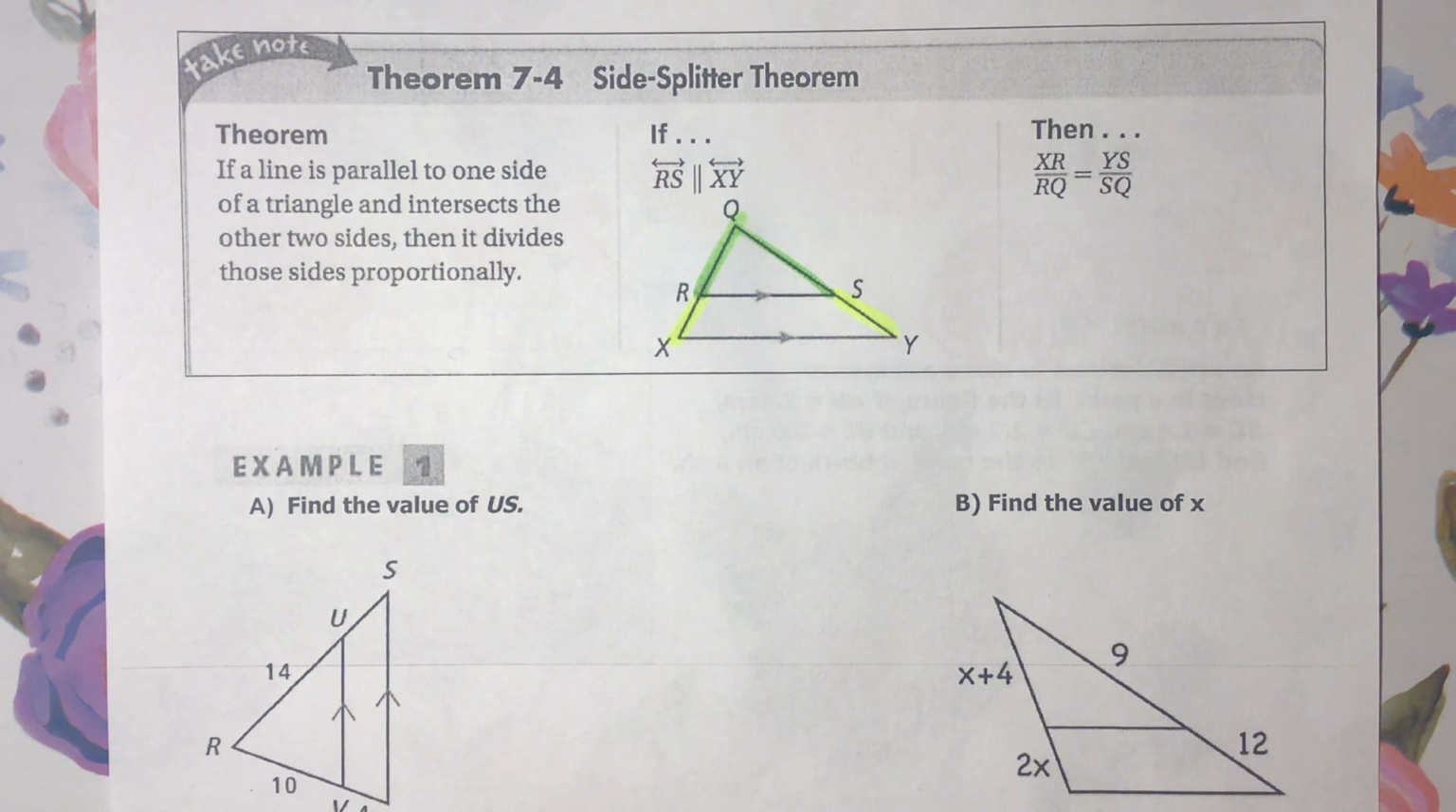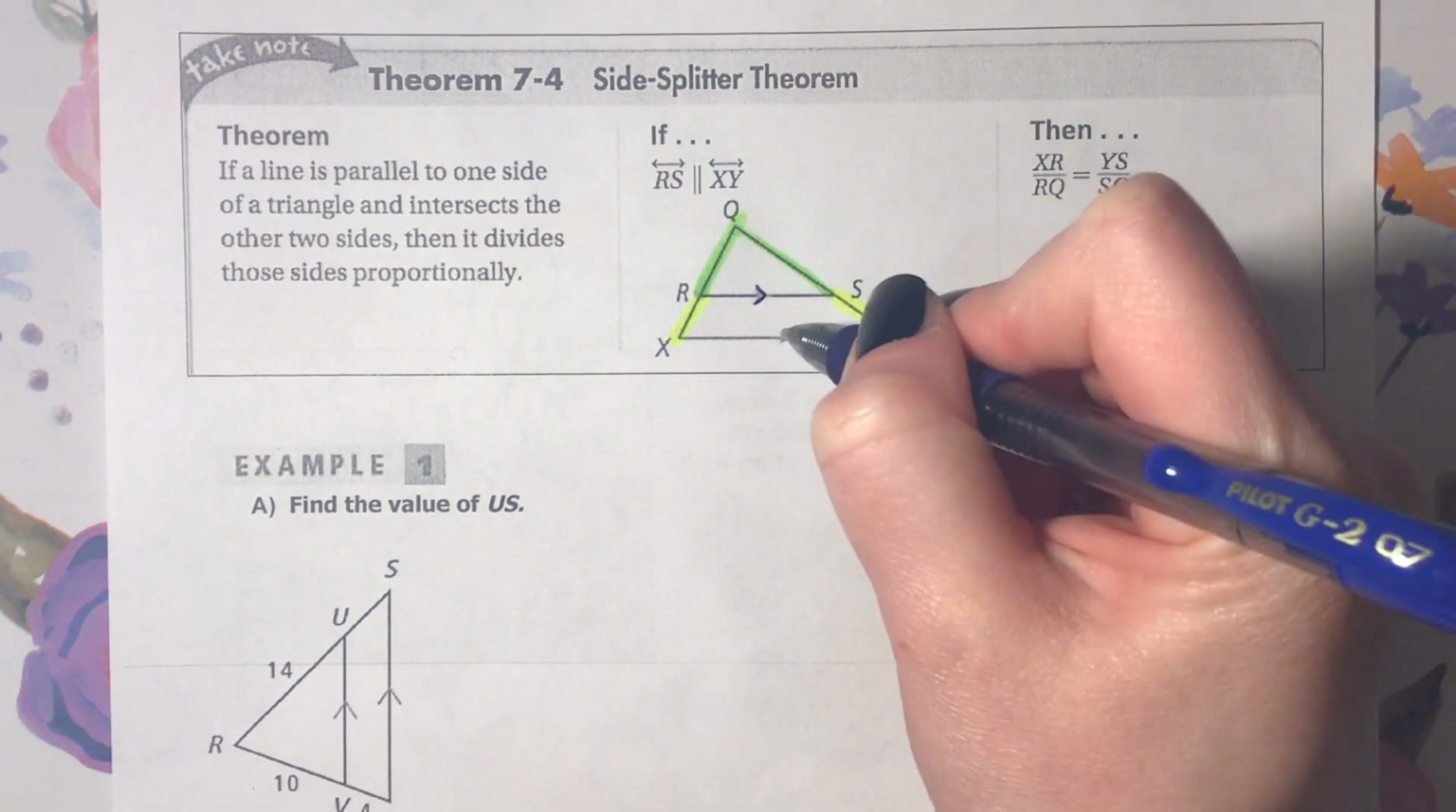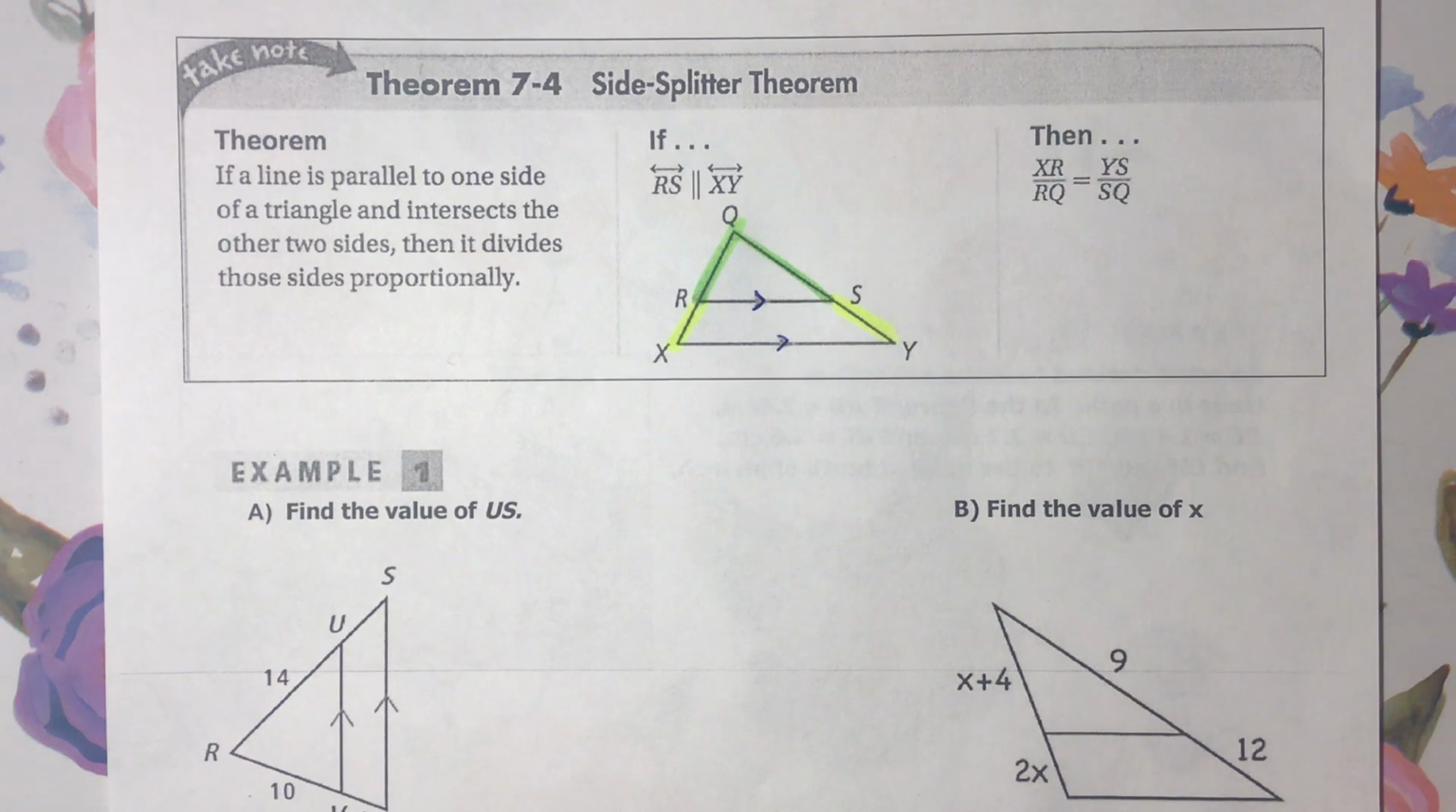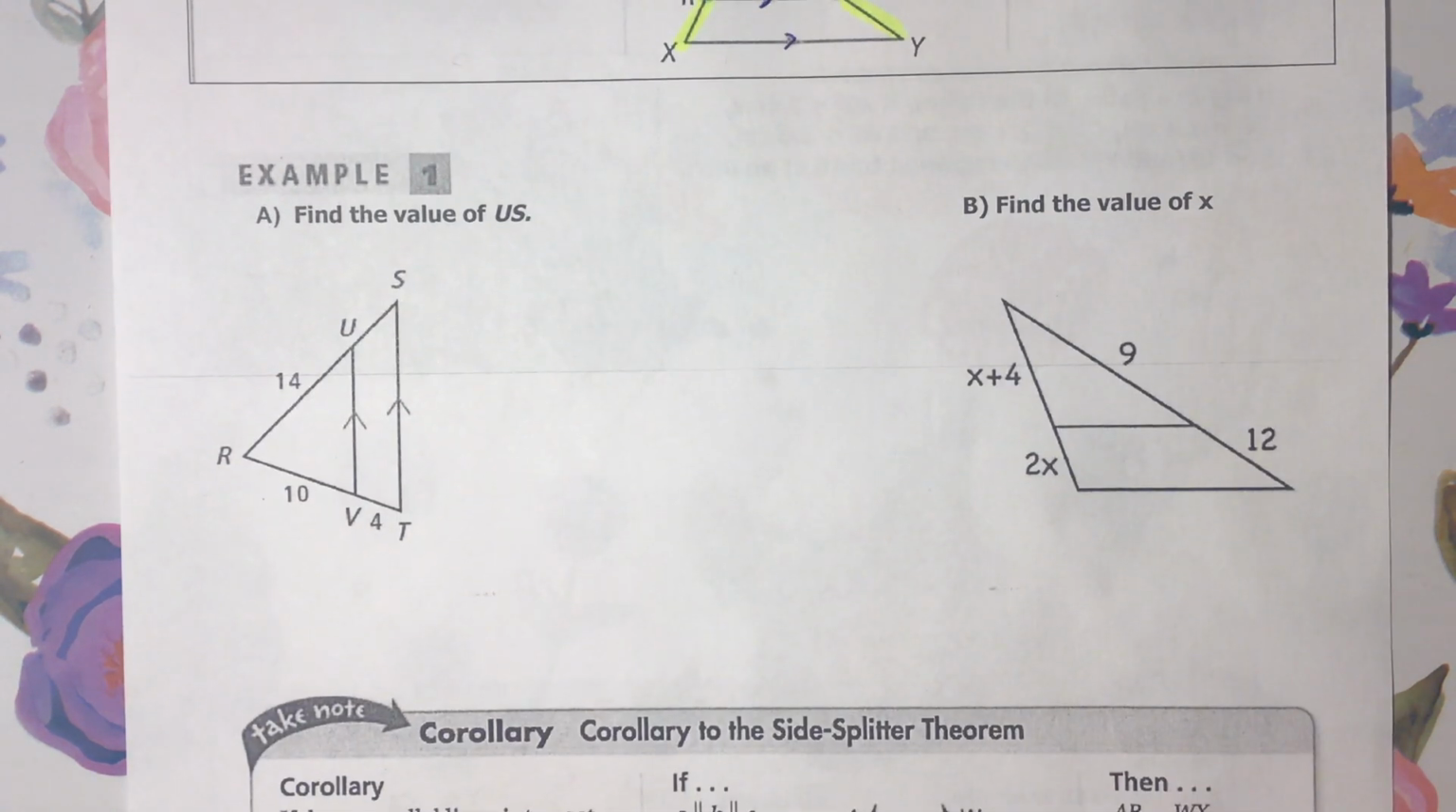Now, if this were put in a different orientation, then it would still work the same, but I do want to make you be mindful that these lines must be parallel, so you need to have that symbol in there somewhere, and then we can set up these proportions. So let's go ahead and do that in example 1.